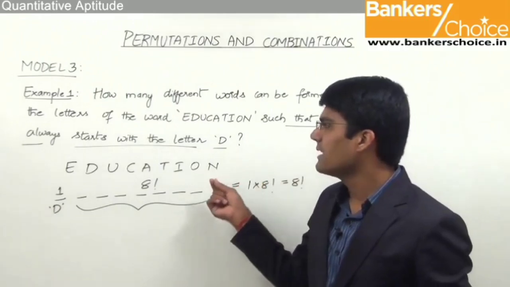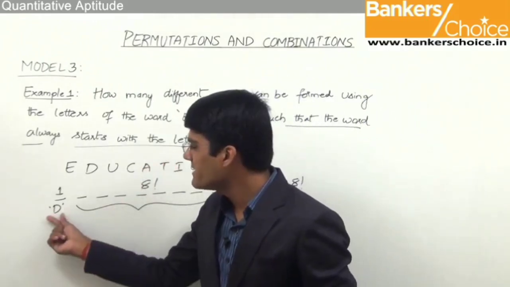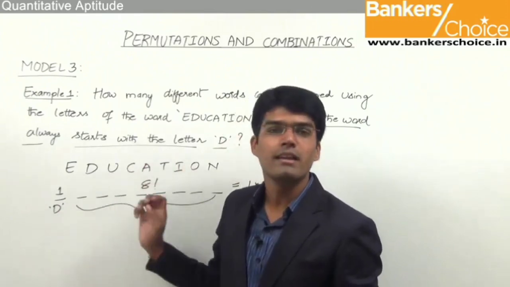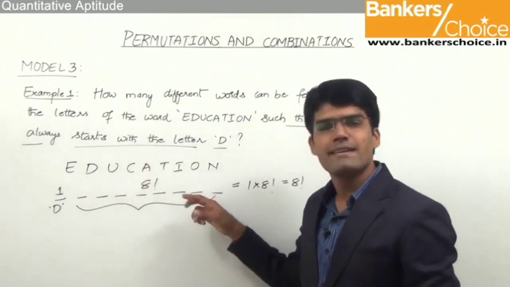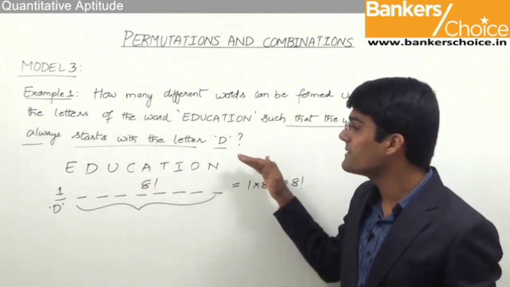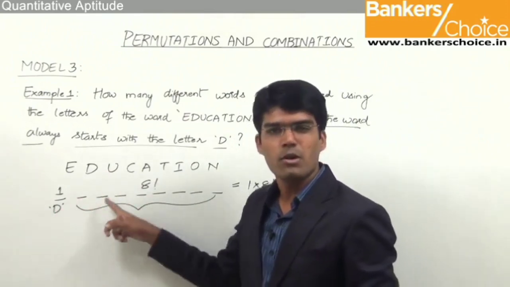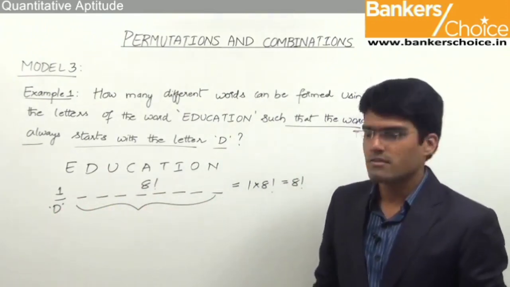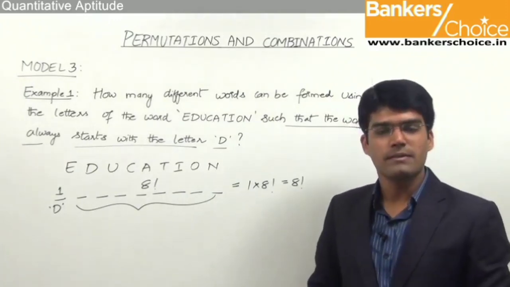As the condition says, the word should start with the letter D. So let us fix D for the first position. And that can be done only in one way because we have only one D in the given word. And the remaining 8 letters can be arranged in any manner. Why? Because the condition is with respect to only the first position. So we need not worry about the remaining 8 positions. And that we know can be done in 8 factorial ways. So that's why the answer is 8 factorial.